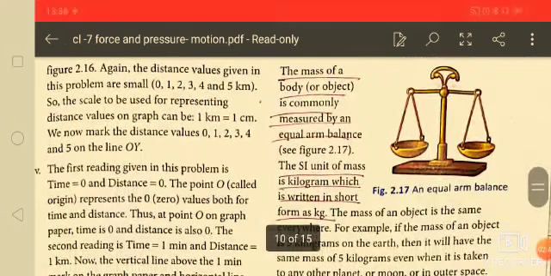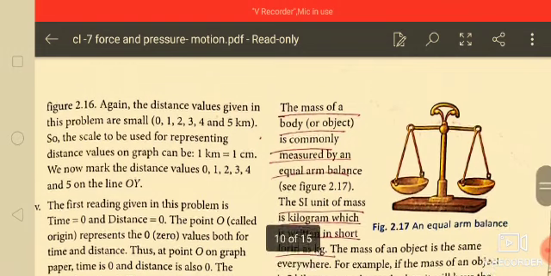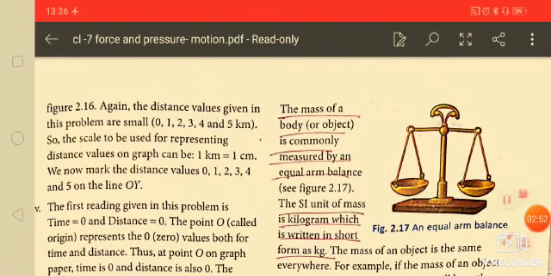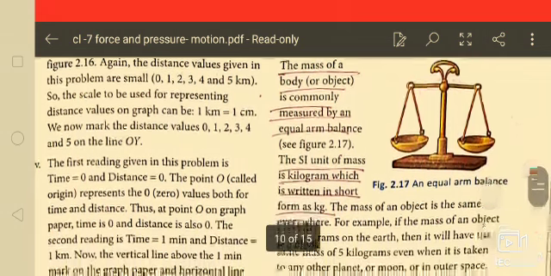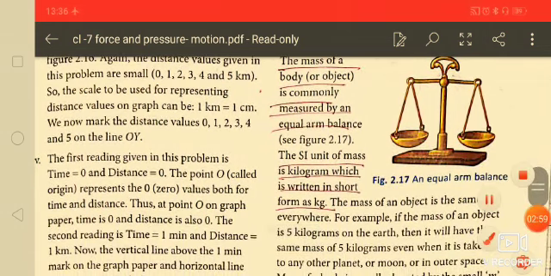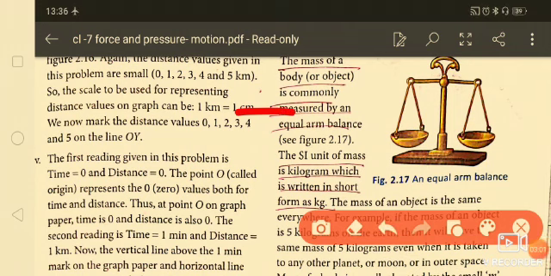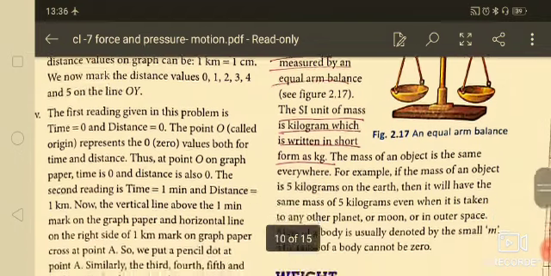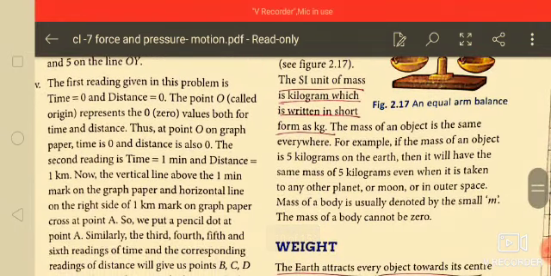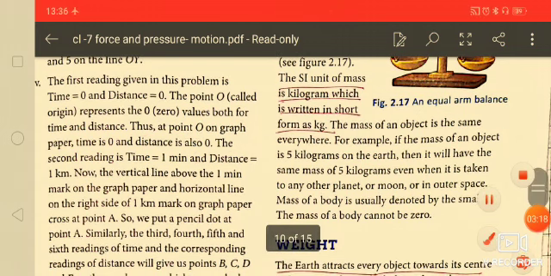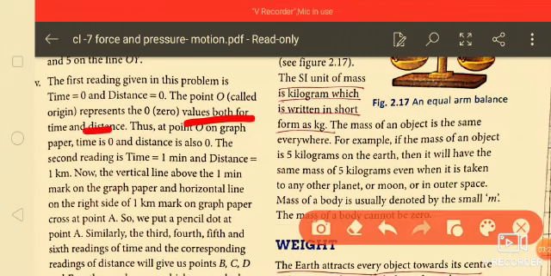You will indicate these things, and after that, the distance values given in the problem are small, 0 to 4 and 5 kilometers. So the scale to be used for representing distance values on the graph can be 1 kilometer equal to 1 centimeter. We mark the distance values 0 to 5 on OY, and the first reading given in this problem is time 0 and distance 0. The point O represents the 0 value of both time and distance. You can observe it in the given graph.